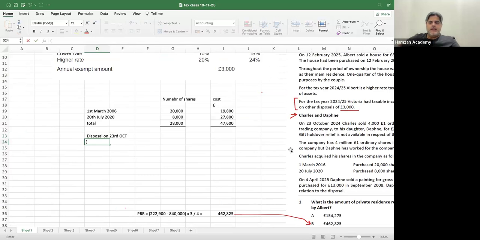So basically, this 47,600 was the amount for 28,000 shares, out of which 4,000 shares have been disposed of, right? So I will minus this 4,000 from here, and this is going to be 47,600 for 20,000 each. So one share is going to cost 6,800, right?